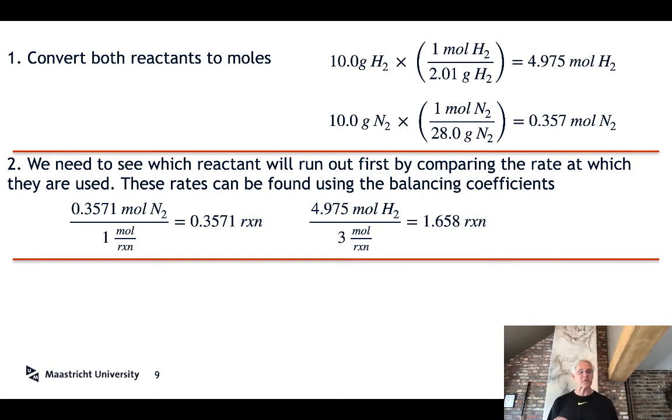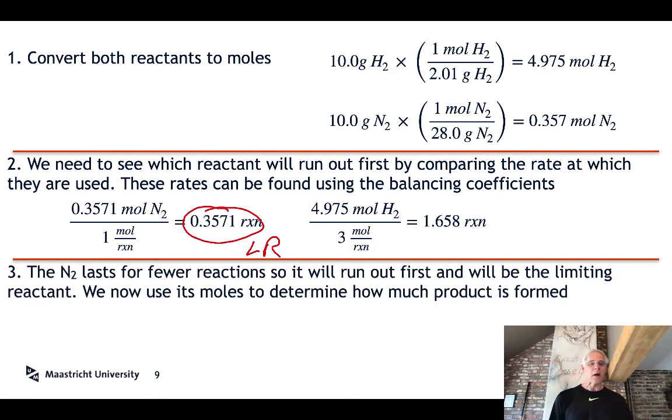Since the coefficient of nitrogen is a 1, we divide by 1. Obviously, we end up with the same number, 0.3571. For the hydrogen, it gets used up 3 times faster. So we had 4.975 divided by 3, from the coefficient of 3, and I get a value of 1.658. Now, since this number is less, this is my limiting reactant, and that means that the moles of nitrogen are what I want to use in order to calculate how much product I'm going to get. I no longer need to worry about how much hydrogen I have.